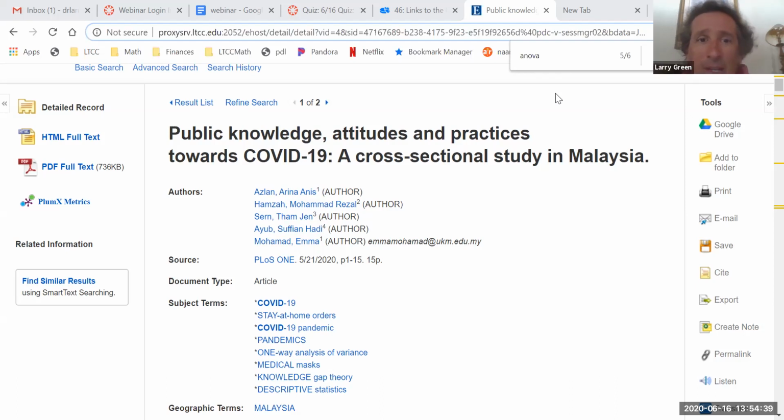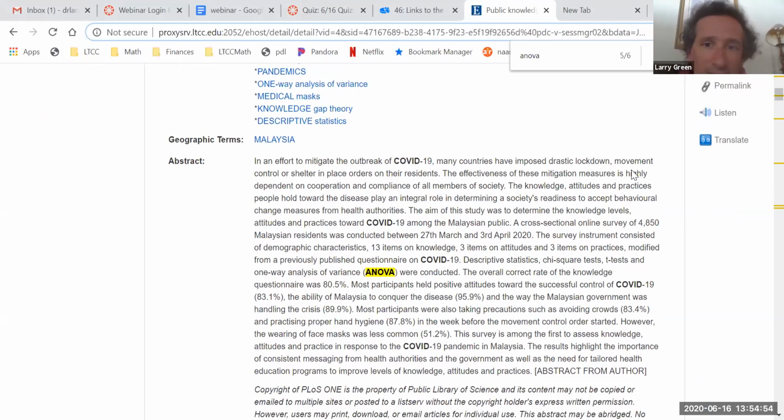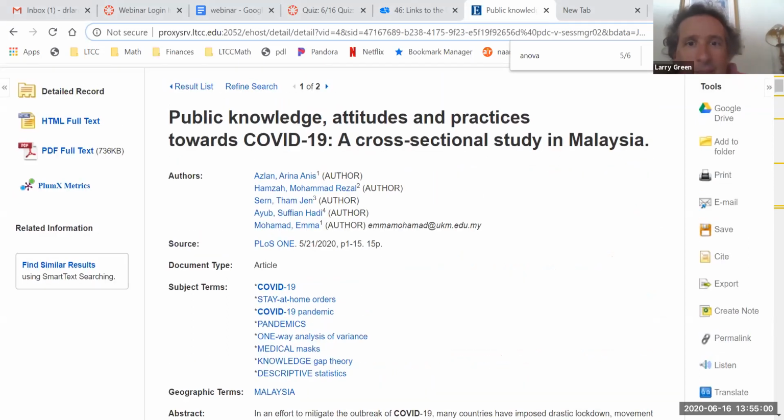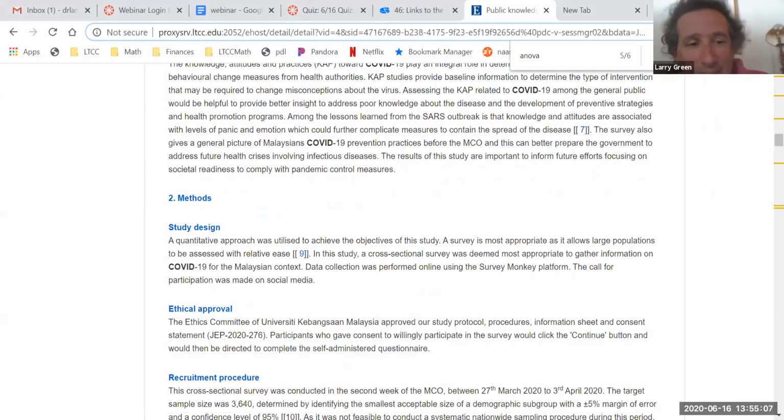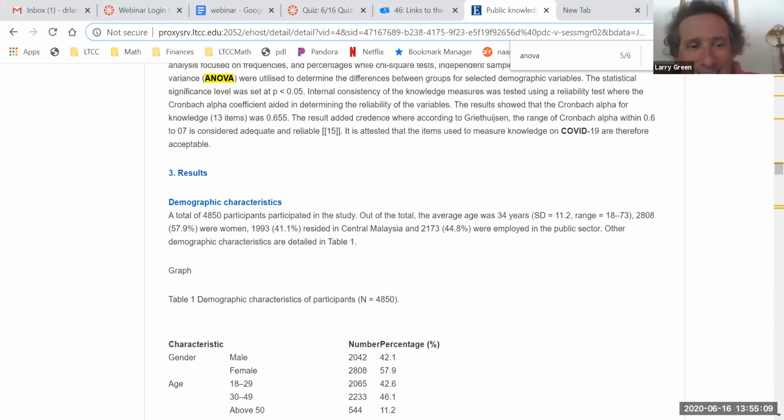It is Public Knowledge, Attitudes, and Practices Towards COVID-19, a Cross-Sectional Study in Malaysia. I'm not going to read the whole article because it goes on and on. But the idea, if you look at the title, is that we want to look at attitudes and practices towards COVID-19, etc. What they did was kind of interesting. I didn't read the whole article because I didn't have time, because it's kind of long.